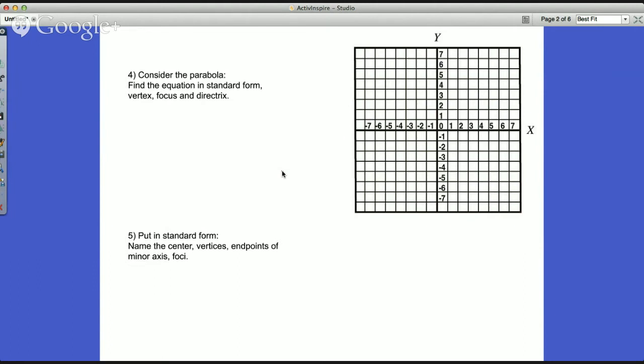Now, as I look at number 4, other than when it says consider the parabola, kind of gave it to you there. How do I know it is a parabola? Because it's y squared. There's only one thing squared. X is not squared, so we can assume that it's going to be a parabola there.